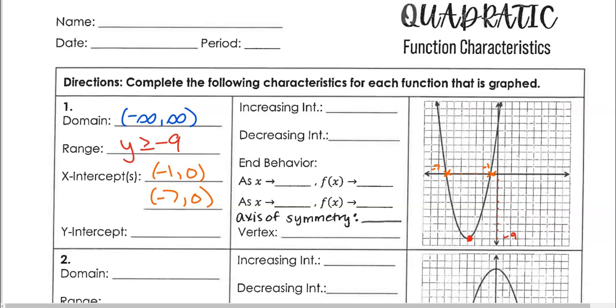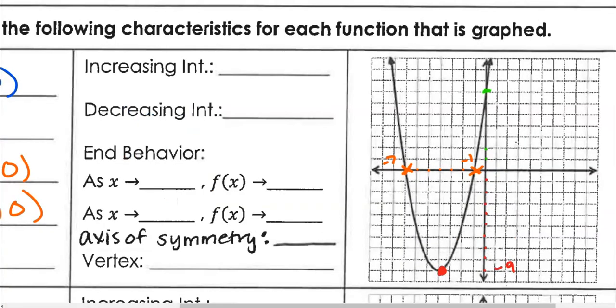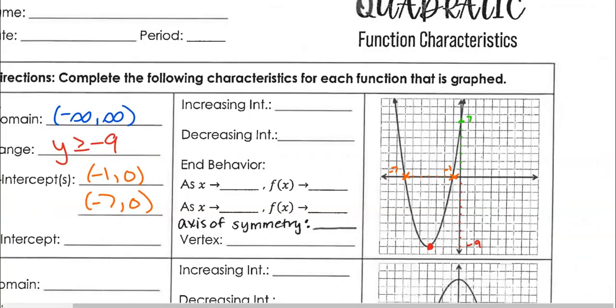All right, how about the y-intercept? 7, I think so. 1, 2, 3, 4, 5, 6. Yes, 7. So we're going to write it as 0, 7.